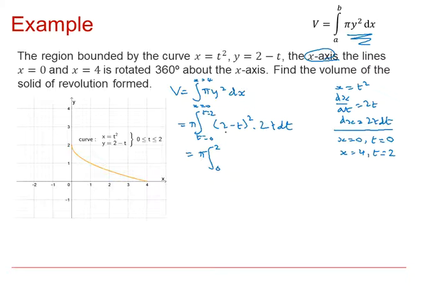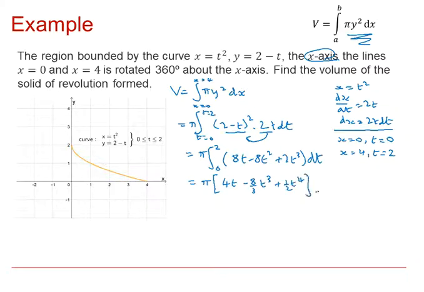So expanding these brackets and multiplying by 2t as well, this becomes the polynomial 8t minus 8t squared plus 2t cubed dt. So all we've got to do now is integrate this polynomial carefully and sub in the limits from 0 to 2. So integrating with respect to t, we're going to get 4t minus 8/3 of t cubed plus a half of t to the 4.